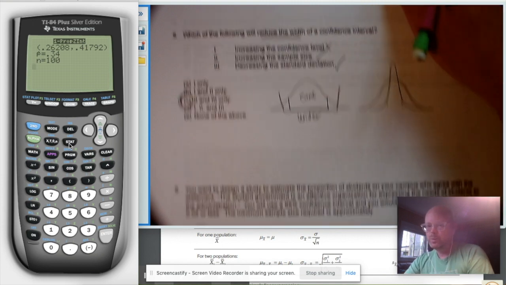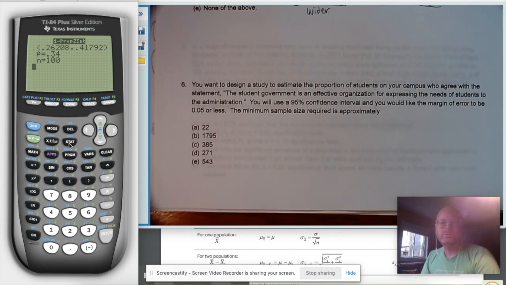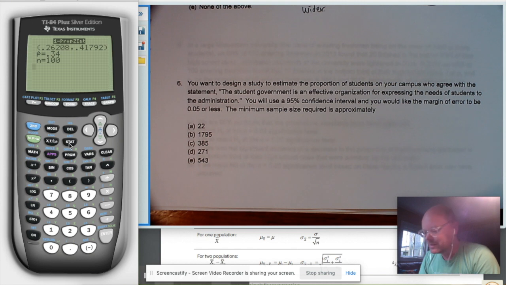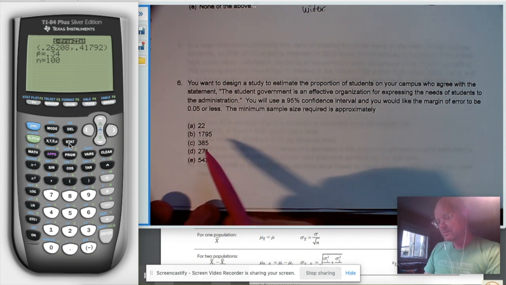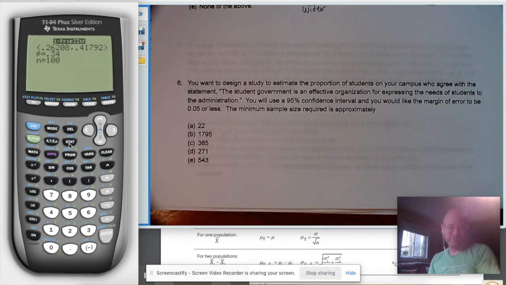Moving right along. You want to design a study to estimate the proportion of students on your campus who agree with a statement: your student government is an effective organization for blah, blah, blah, blah. All right, so you want a 95% confidence interval, and you want the margin of error to be 0.05 or less. The minimum sample size required is approximately... Okay, this is one of those solve for the sample size problems. You can either just dump those answer choices in there and see which one gives you an answer that's 0.05, or a little bit lower than 0.05, which is what we're looking for.